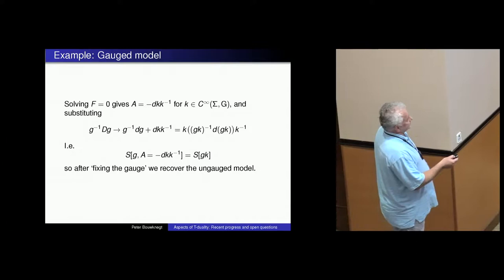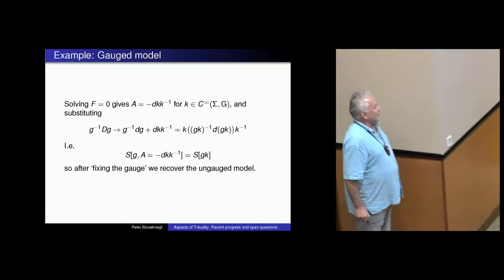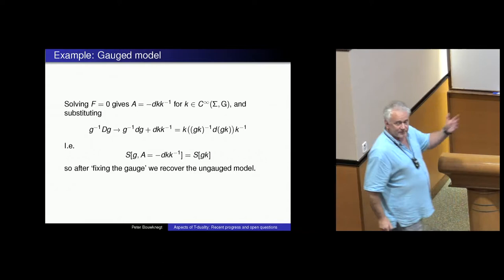So if we then choose a particular gauge, we can use the gauge where k equals 1, and then we just recover the ungauged model. So this is a simple derivation that my gauged model here with this additional Lagrange multiplier is equivalent to the original model.